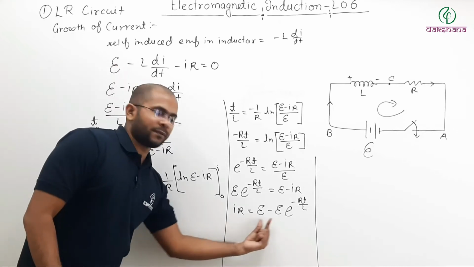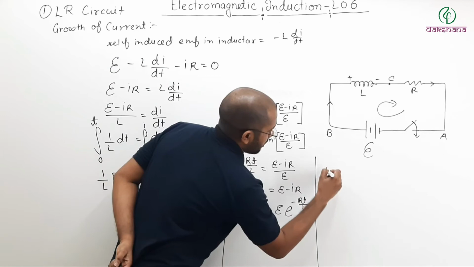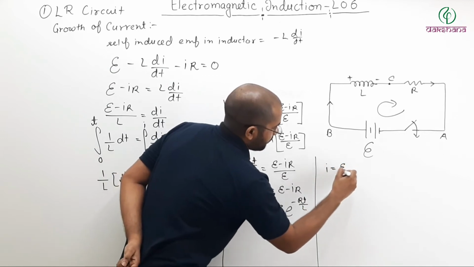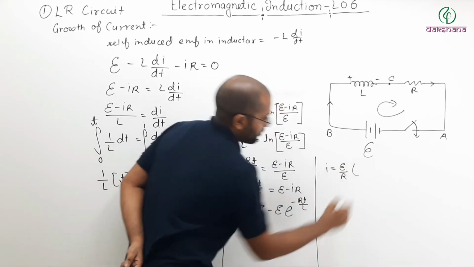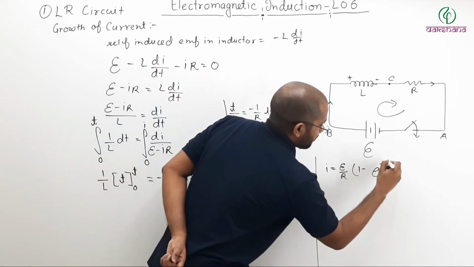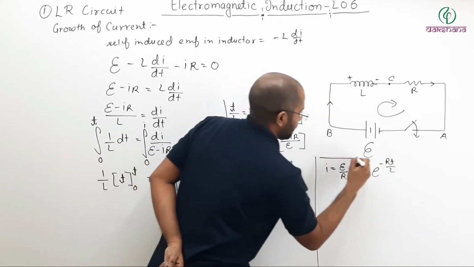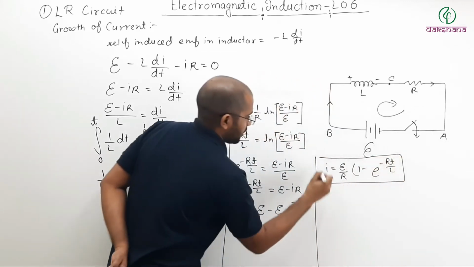Now take EMF common, divide by R. You will get I equals EMF divided by R, bracket 1 minus e to the power minus RT/L. That is your equation.